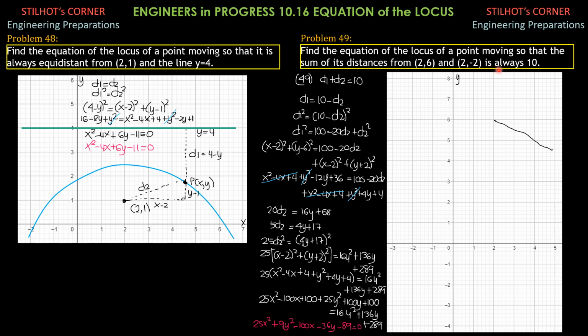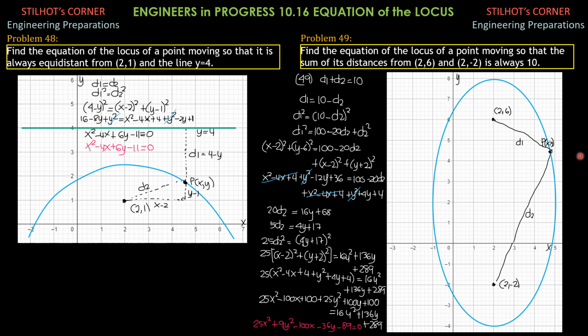If you're already familiar, or for those who are already through with the engineering course and are now reviewing for their licensure exams, you should know that this is an ellipse. So these are the 2 points, and this is the probable path, but that's the real path, the locus. This is the point (x, y), and the distance of this point from (2, 6), I denote with d sub 1, and its distance from (2, -2), I denote with d sub 2.